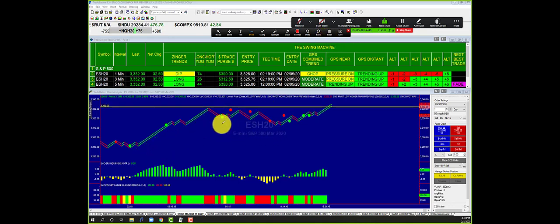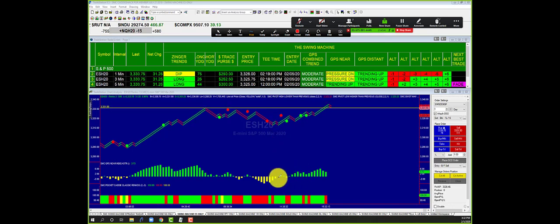Now, these dots are our pivot dots. When a pivot low is higher than a previous pivot low, you get green dots, and you want to be thinking about buying. When you have lower pivot highs, you get red dots, and you want to be thinking about selling.